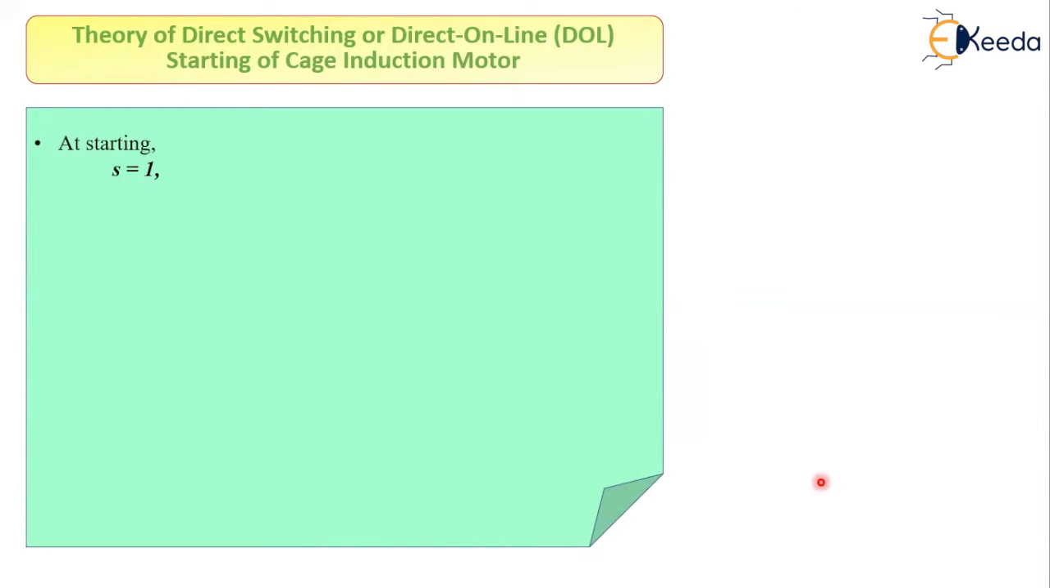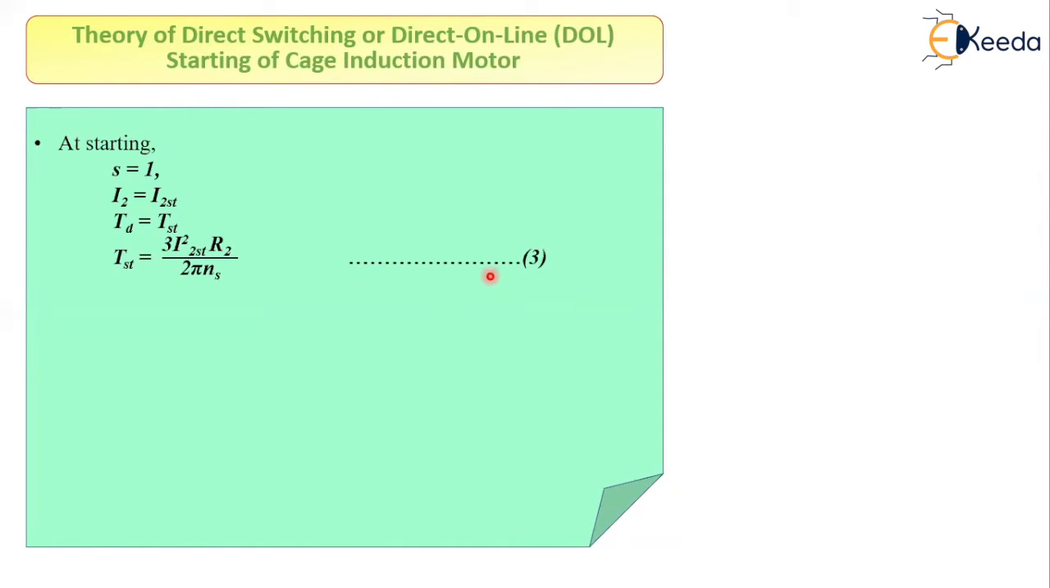Now we know that at starting, the value of the motor speed, that is NR, is equal to 0. So we know that the formula of slip is equal to NS minus NR upon NS. As NR, that is the speed of the motor, is 0, the value of slip is 1. So if we substitute in the equation, what we will get? We will assume that I2ST is nothing but I2. Therefore, TD is equal to TST. That is the starting torque is equal to developed torque. Or at starting, the torque of the motor is starting torque.